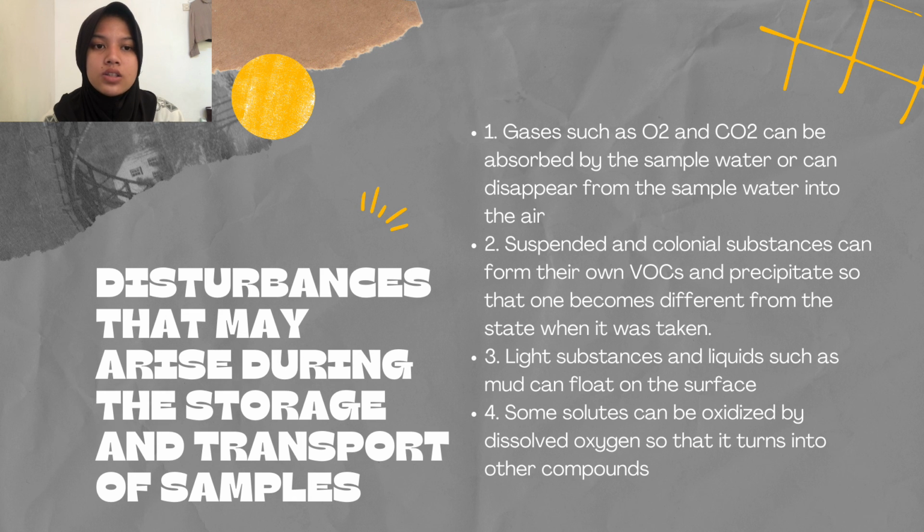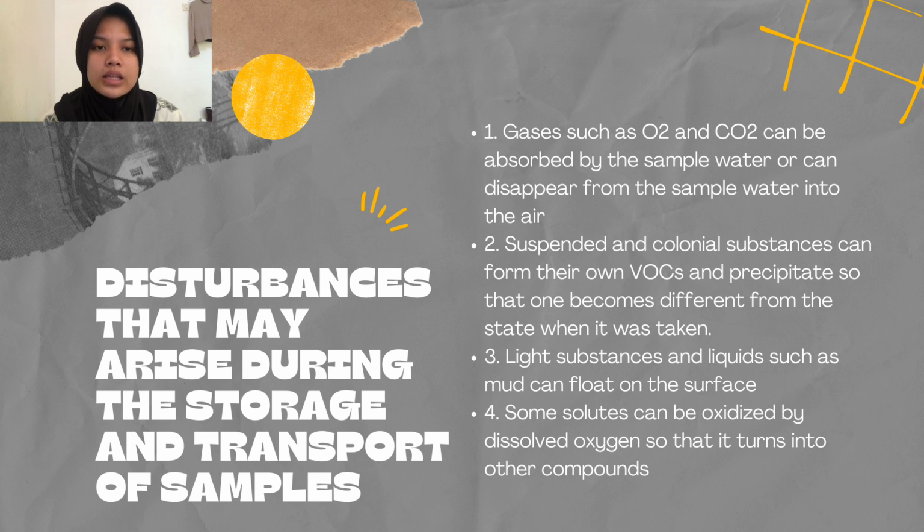There are also disturbances that may arise during the storage and transport of samples. Number 1, gases such as oxygen and carbon dioxide can be absorbed by the sample's water or can disappear from the sample water into the air. Number 2, suspended and colloidal substances can settle and precipitate, so that the sample becomes different from the state when it was taken.